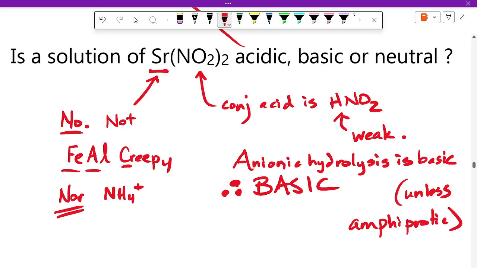So if this were a multiple choice question, this is what my brain would do. My brain would be like, strontium, not fluffy creepy, not NH4+. NO2-, who's its conjugate acid? HNO2. Oh, that's weak. Yes, hydrolysis will occur. And anionic hydrolysis is always basic unless you have an amphiprotic substance. So cationic hydrolysis is always acidic. Anionic hydrolysis is always basic unless it's amphiprotic, in which case it's complicated. Okay?